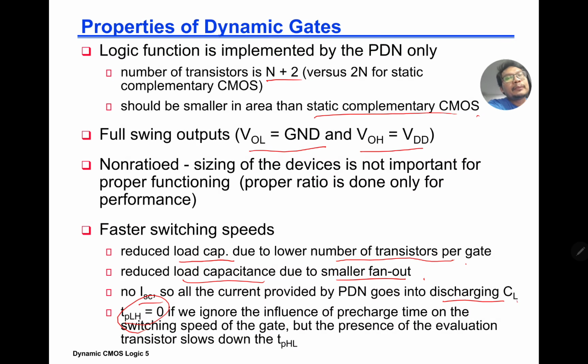So the time to charge the output node is essentially 0, because during pre-charge we already set the output to be equal to 1. So if the evaluation later on evaluates to 1, but it's already 1, basically we don't need any additional time to evaluate to 1, therefore your tPLH equals 0. However, the tPHL might be slow. tPHL can be slow because we have an additional transistor for evaluation and pre-charge.